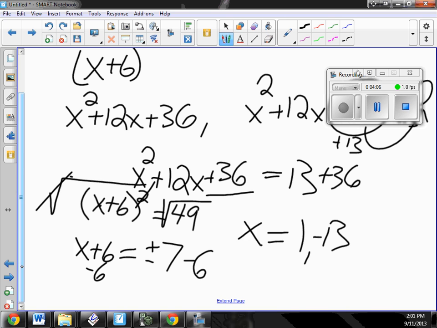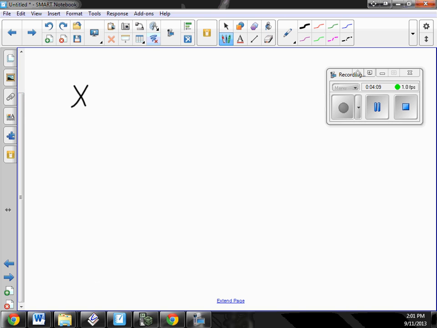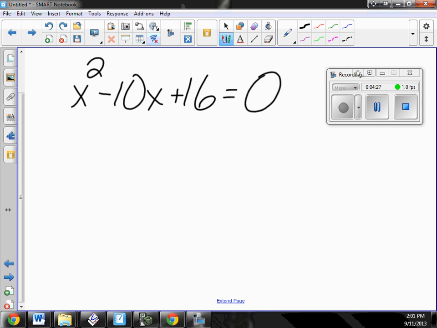So let me show you another one. x squared, let's do minus 10x plus 16. And I want to know, when does this equation equal 0? Which means, what are the roots? So looking at this, is this a perfect square? No. What do I need in order to get a perfect square?